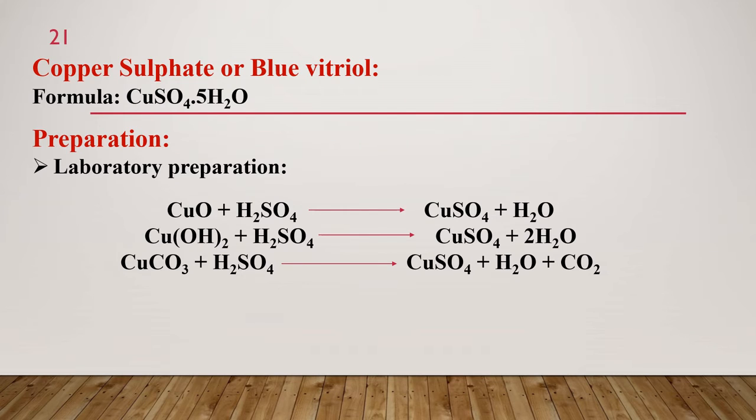Copper sulfate or blue vitriol. The formula for copper sulfate is CuSO4.5H2O. Preparation of copper sulfate. In the laboratory, copper sulfate is prepared by dissolving cupric oxide or cupric hydroxide or cupric carbonate in dilute sulfuric acid as shown in the reactions below to form copper sulfate.